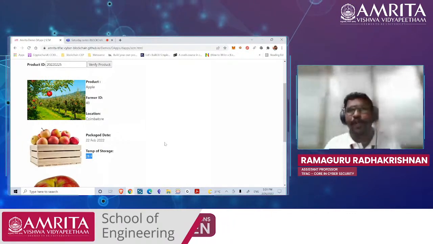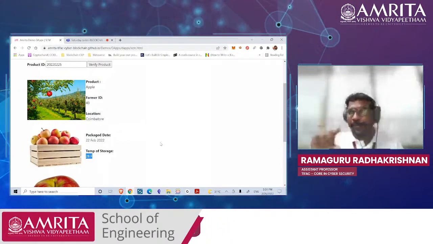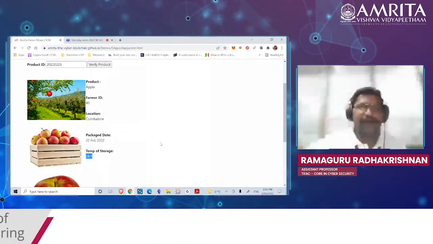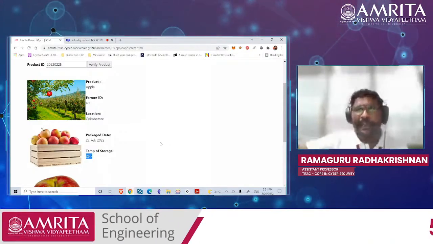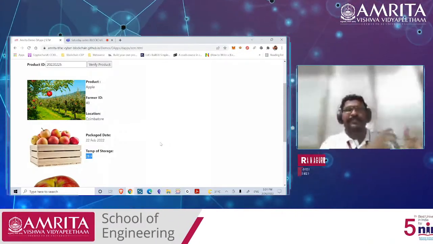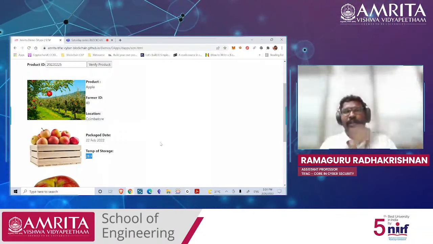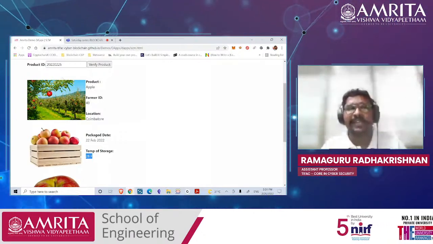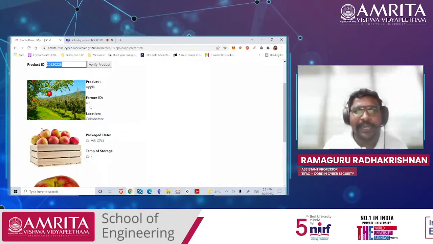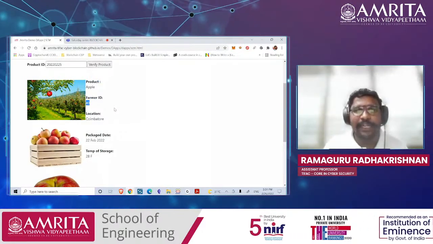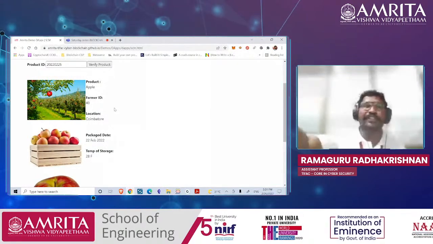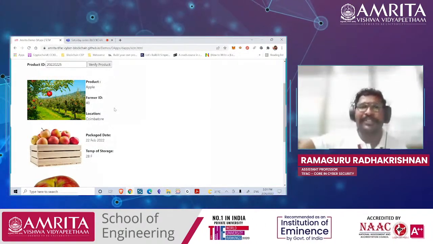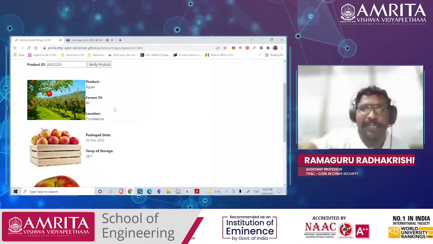But using blockchain, now what you can identify? A particular person has purchased this product and immediately he comes and tells, sir, I don't think this apple is good. Quickly, what I can check? I can check the product ID and I know it is from the farmer ID 40. What I can do? I can immediately stop all the apples that came from farmer ID 40.